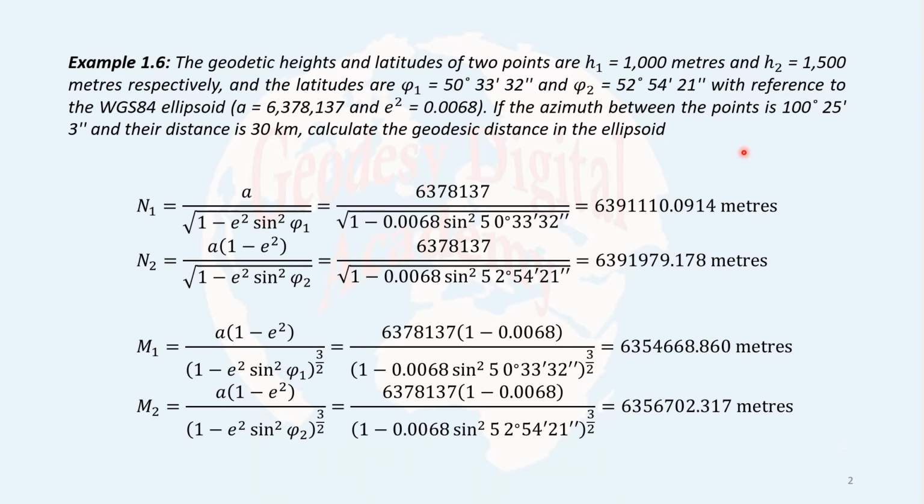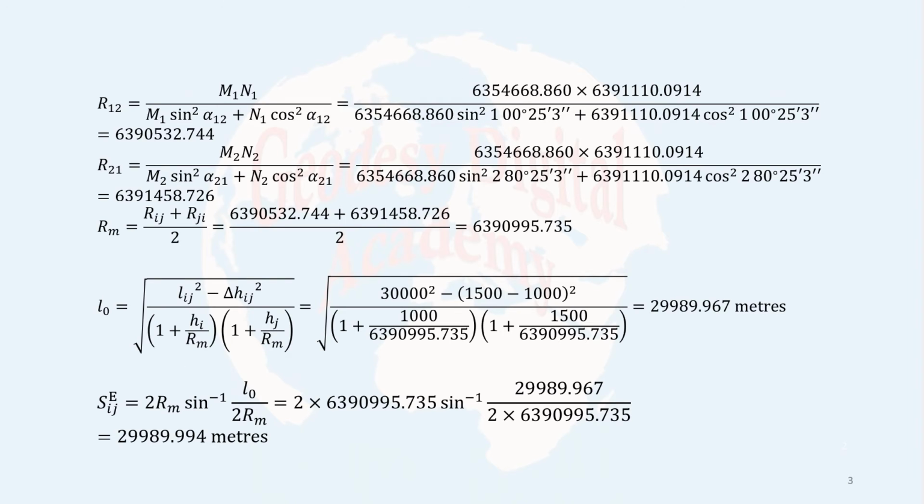Since we need to use a Eulerian radius, then for computing that, we need to compute first the radius of prime vertical at both points and also the radius of curvature, meridian arc curvature at both points. So I have computed them here, as you see. Now I can compute the Eulerian radius from 1 to 2, as you see it is here, and Eulerian radius from 2 to 1, as you see here, and the average.